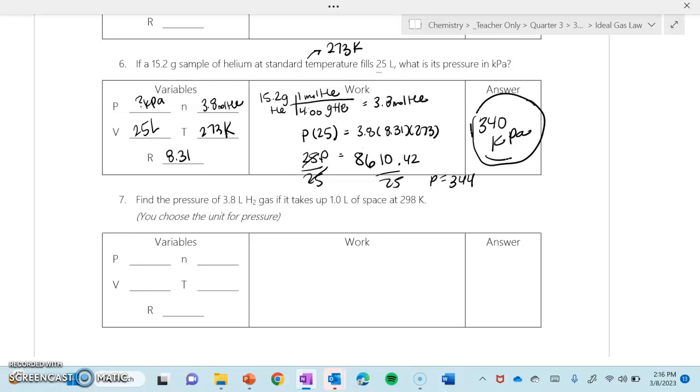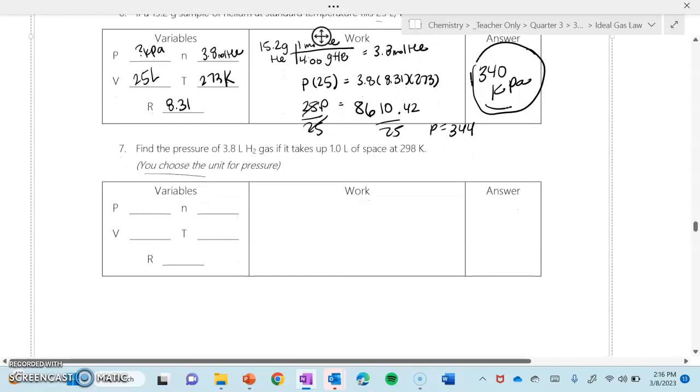Find moles, then plug it in. If you're finding the mass, then you'll plug it in and then convert to grams. That was for number 1, 2, and 3 if you're finding the mass. Number 7 says you choose the unit for pressure, so it'll be a lot like number 6, but you can either use kPa, which will give you one R value, or you can use atmospheres, which you'll use a different R value. You get to choose for number 7.